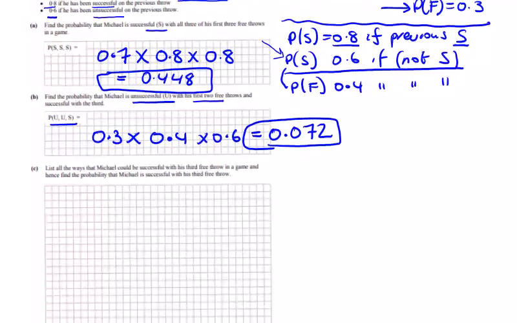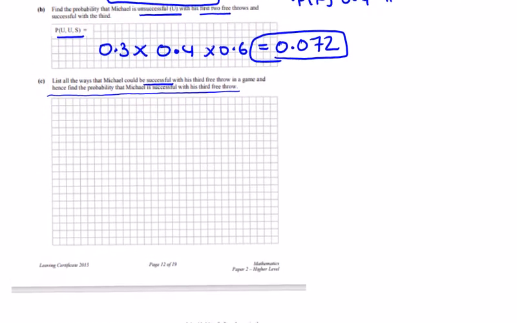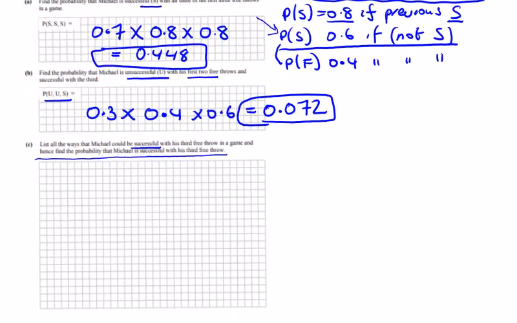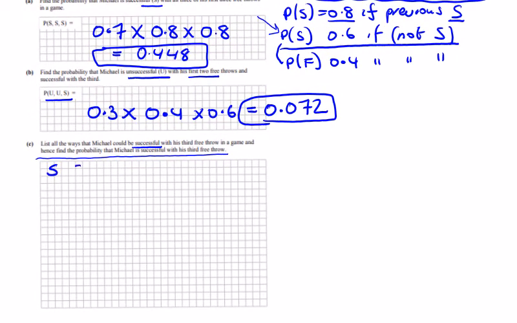Third one, list all the ways Michael could be successful with his third free throw in a game. So all the ways he could be successful, so we have to have S at the end, and hence find the probability that Michael is successful with his third free throw. So what way? We've already got two of them done. We have SSS. So they're setting up the question here. US. So this has to be S. There's not that many combinations. It can either be SU or it could be US. They're the only two left.